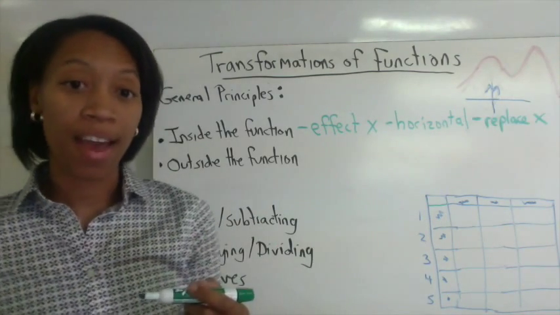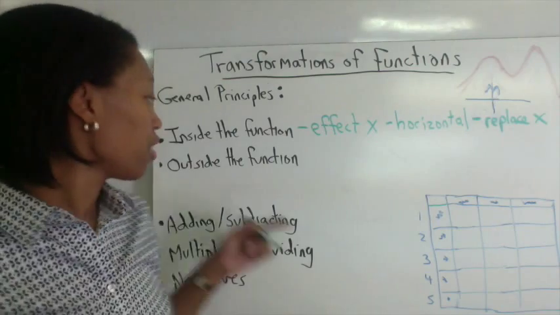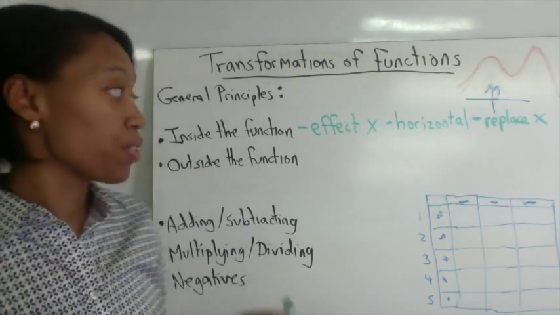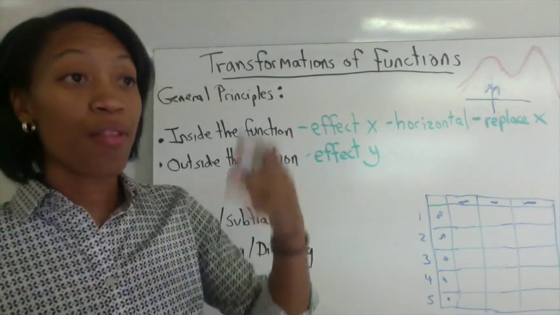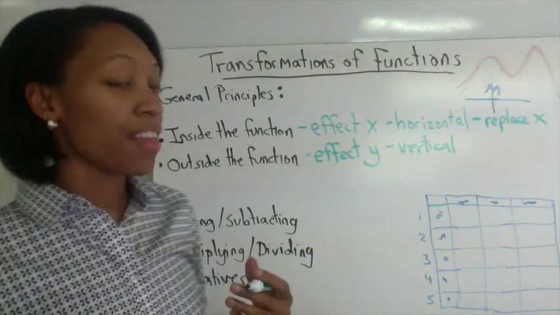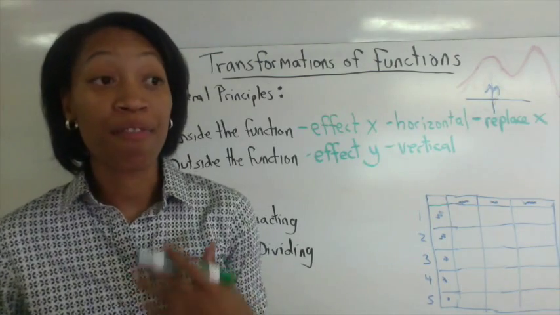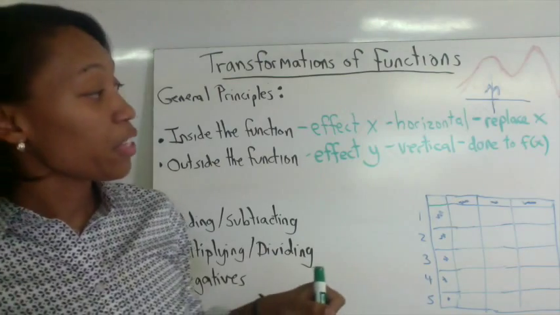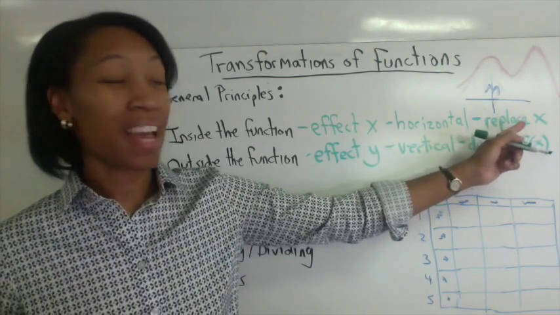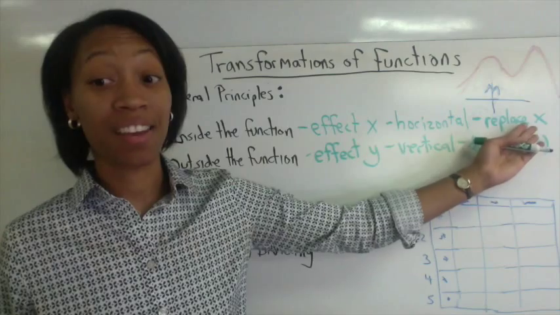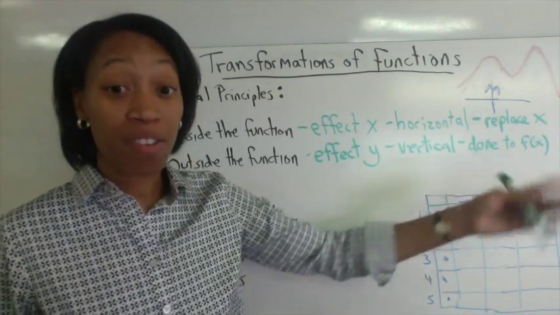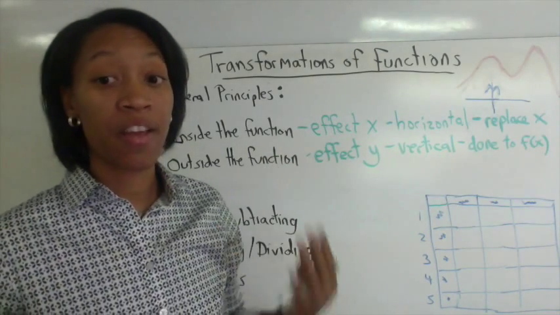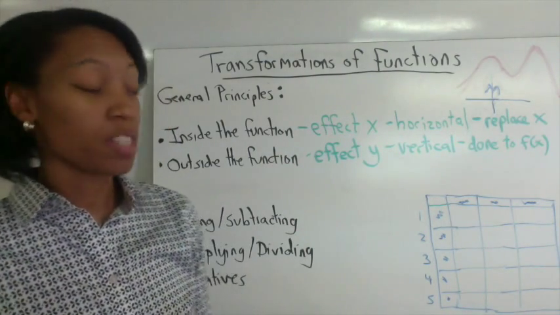And let's compare that to things that are done outside the function. Things that are done outside the function are going to affect the y values. As is expected, those things are going to move the graph vertically. These are things that affect f of x, the function itself. So something is done to x on the inside versus something that's done to f of x, the function, on the outside. One of them affects the x on the inside, the other affects the y. Just a general principle to keep in mind.